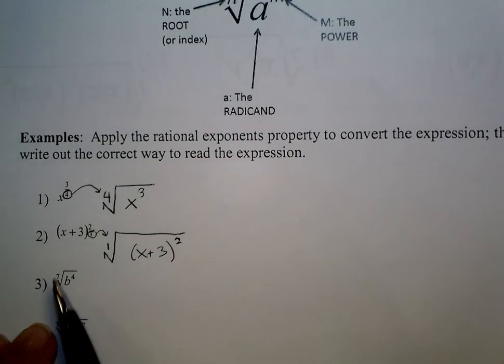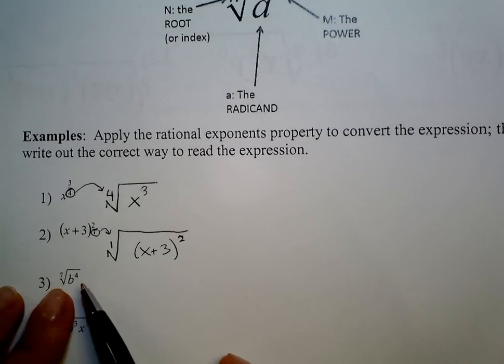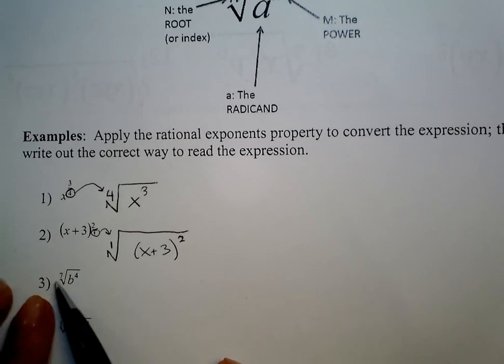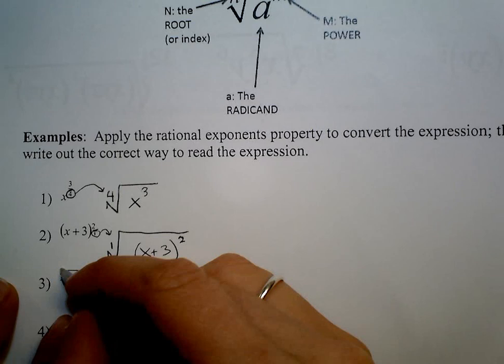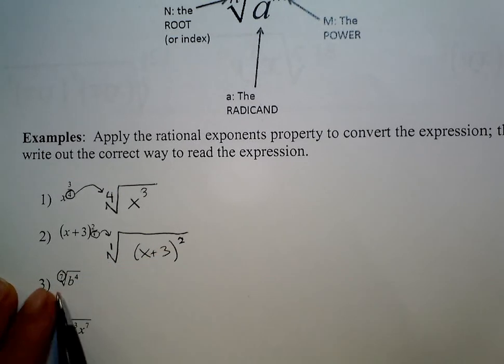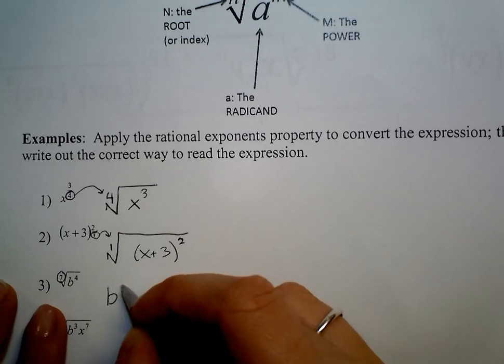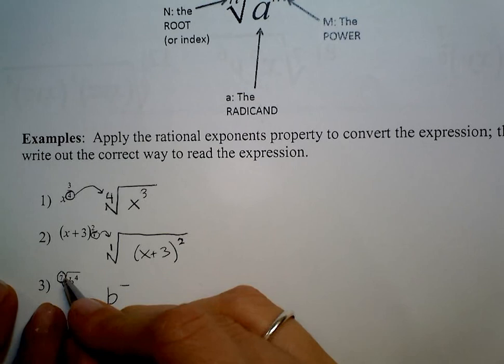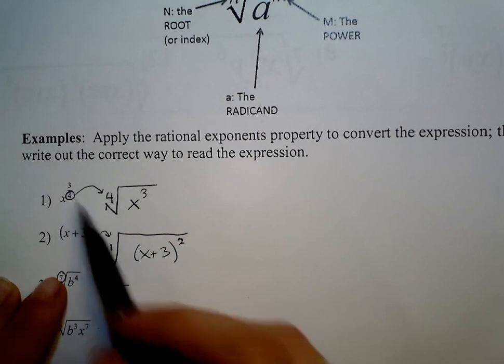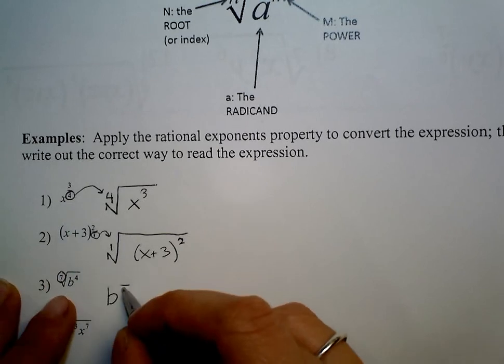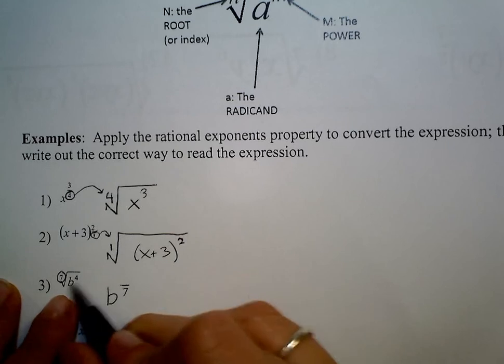Now number 3 is the opposite, right? So it goes from a radical to an exponent. So I'm going to circle the root. The root is going to be the denominator of my exponent. So I put my b. I'm going to have a fraction here. So what I circled, that was the denominator on the bottom. So 7. And then what's remaining on the b is the 4.